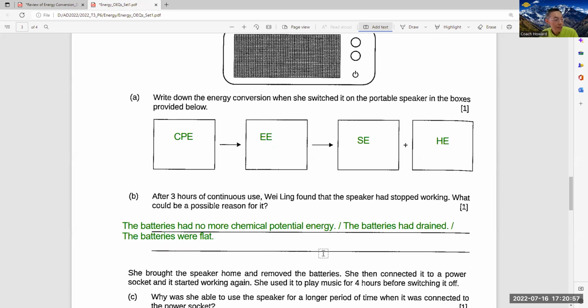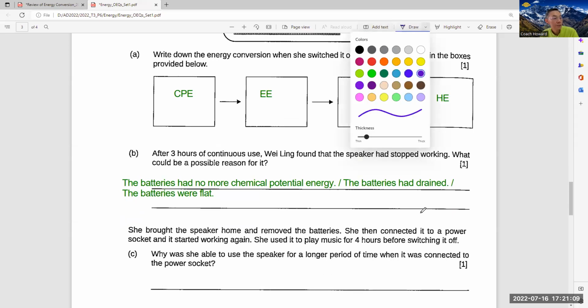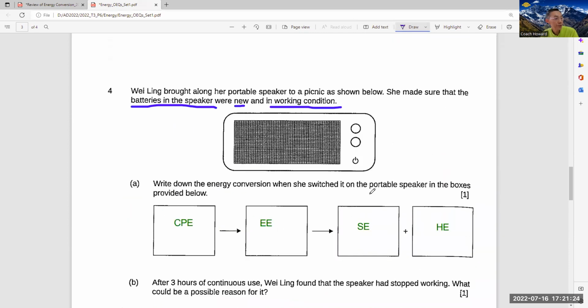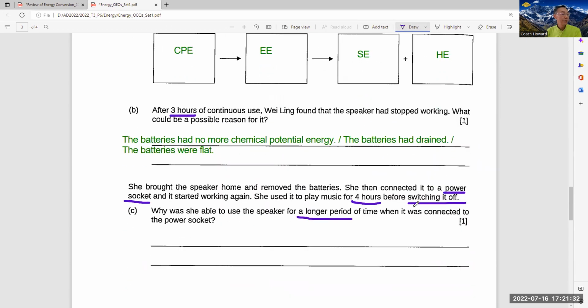Next, instead of using the battery, she brought the speaker home and removed the batteries. She then connected it to a power socket. It started working again. So you take note of this: connected to a power socket. She used it to play music for 4 hours before switching it off. Why was she able to use the speaker for a longer period? Because before that it was 3 hours. Can you see? You compare the time. It mentioned 3 hours using the battery, but now she removed the batteries and plugged into the socket, and she can play 4 hours. So you need to explain this additional 1 hour.